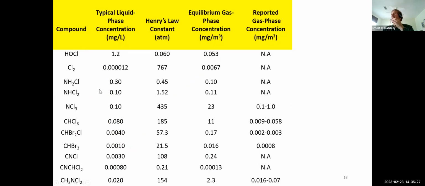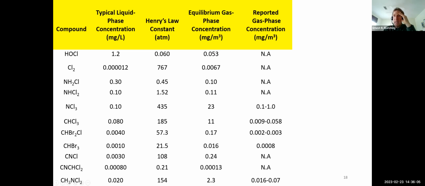All right, to build on this just a little bit more, this is a table in which I've described several compounds, listed on the left, that are common to swimming pool water. And here I presented typical liquid phase concentrations. The next column over represents their Henry's law constants. And so we can then calculate the concentration in the gas phase that would be in equilibrium with this liquid phase concentration that I've listed over here. And then the last column presents the relatively few measurements of the gas phase concentration of these compounds that have been reported in the literature.